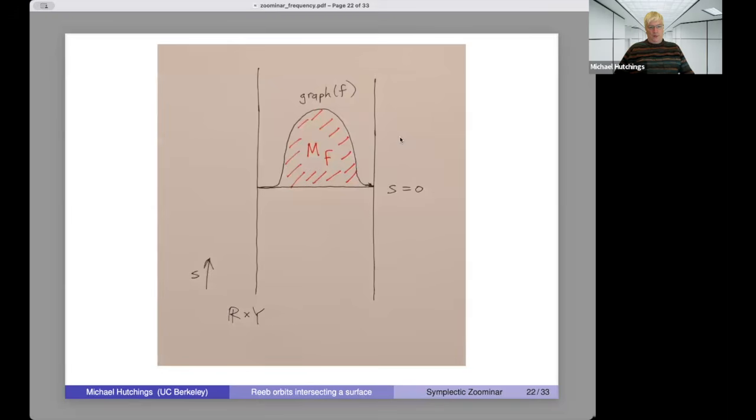So the picture looks like this. So this is the symplectization. The vertical direction is the R coordinate, which I denote by s. At s equals 0, you have a copy of Y, and then there's the graph of f. And then in between Y and the graph of f, there's this 4-dimensional open set M_f. Okay.